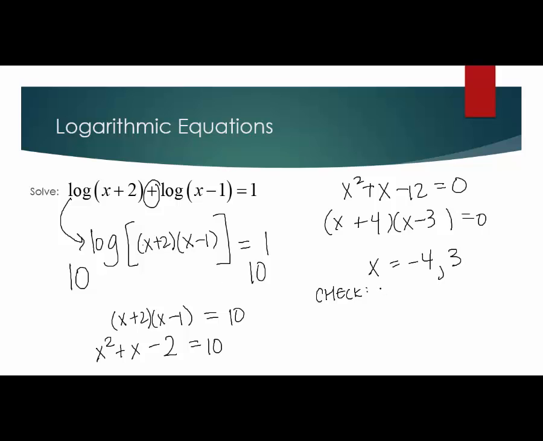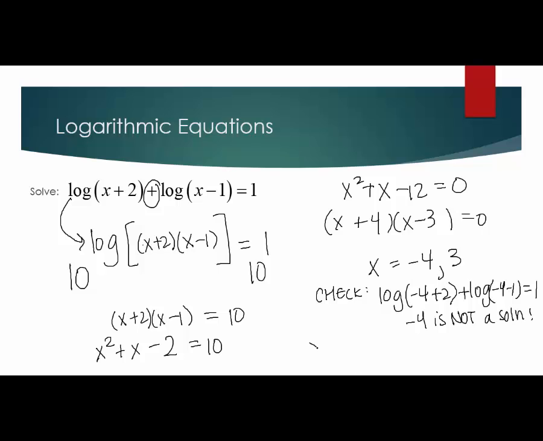Let's just check here. If I plug in negative 4, that's log of negative 4 plus 2 plus log of negative 4 minus 1. I think it happened here. Negative 4 plus 2 is a negative number. Negative 4 minus 1 is a negative number. Sure, when I multiply them and put them into this single logarithm, it works, but it doesn't work in our original equation. Negative 4 is not a solution.